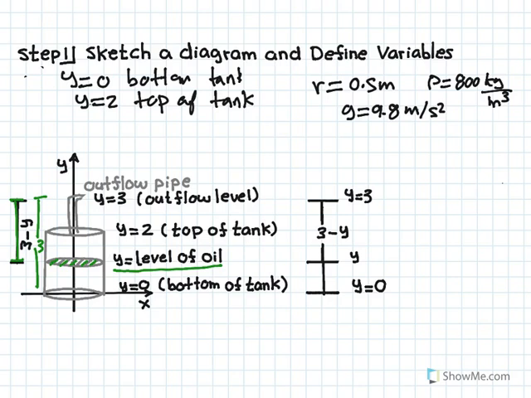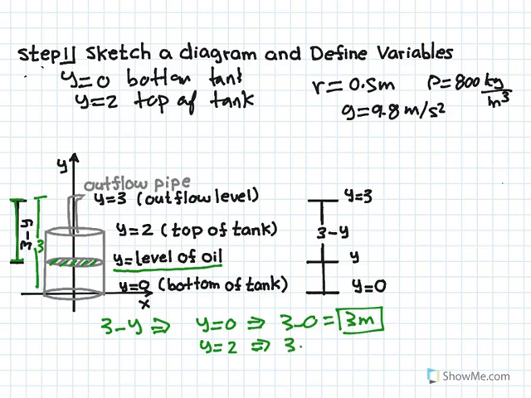And you can check this. Let's actually check this. We have 3 minus y. So if you plug in y equals 0, the bottom of the tank, we get 3 minus 0. That's 3 meters. That means oil at the bottom of the tank has to travel 3 meters to be pumped out of the outflow pipe. And similarly, y equals 2 at the top of the tank, 3 minus y, we get 3 minus 2 is equal to 1 meter. That means oil at the top of the tank has to travel 1 meter to be pumped out of the outflow pipe.